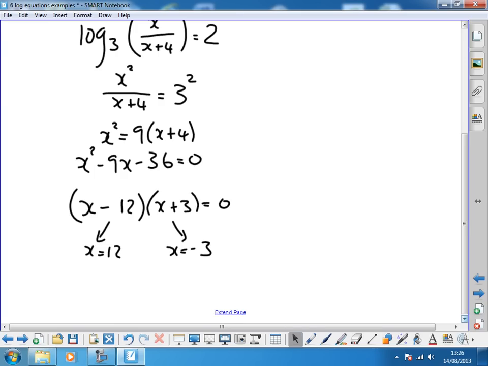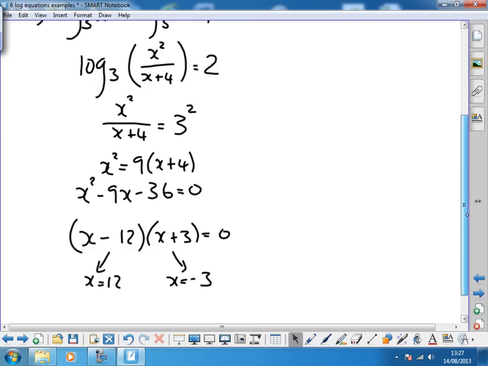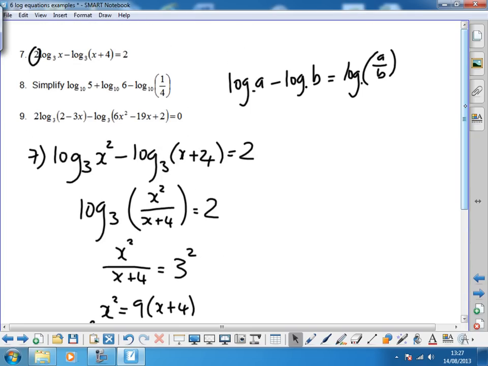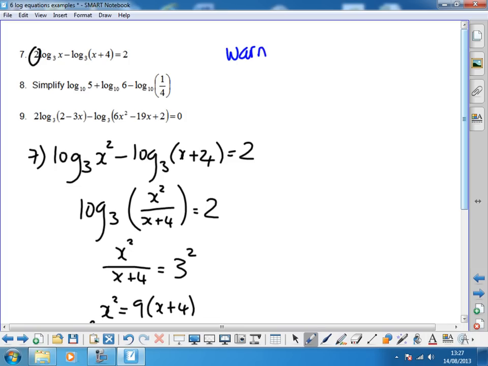I'm going to do the next one. Let's see how much fun you're going to get. Oh, it's a simplify one. It's not an equation. It's just one where you're using the rules to simplify. And I was going to say a little warning, but actually it doesn't apply. But I'll give you the warning anyway, just for future reference. But you don't need it for this one.